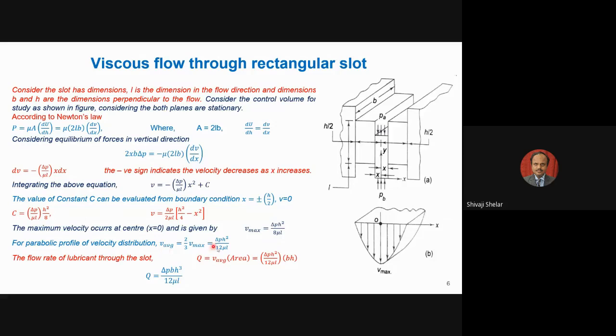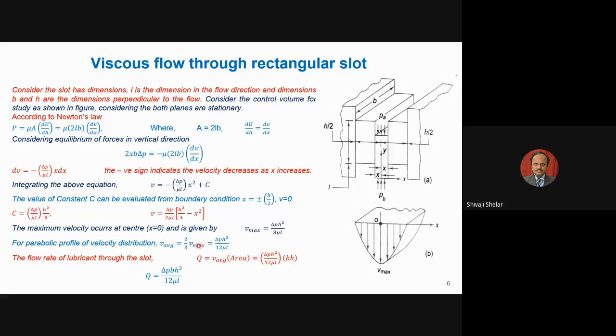So the average velocity is equal to delta P h square upon 12 mu l. Delta P is the pressure difference across this control volume. H is the rectangular slot width, perpendicular to the flow. Mu is the dynamic viscosity of the liquid, and L is the dimension of the rectangular slot in the direction of flow. It is not length; it is the dimension in the direction of flow. So from that we get the average velocity.